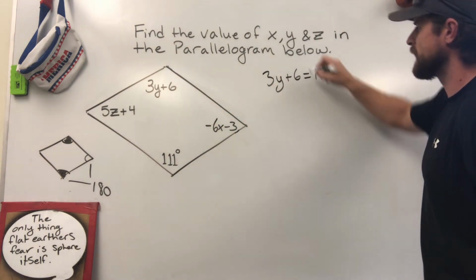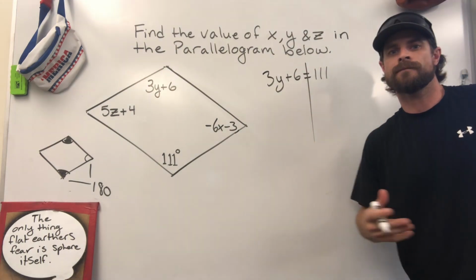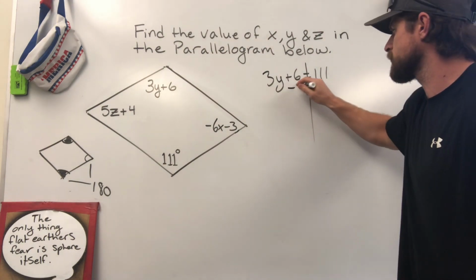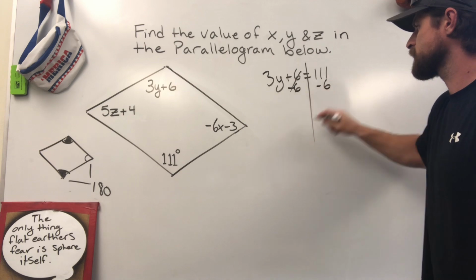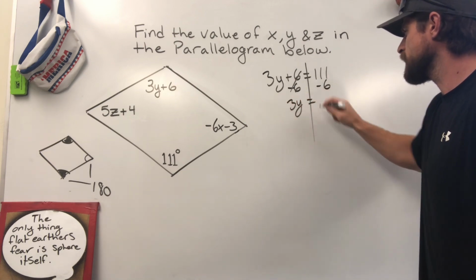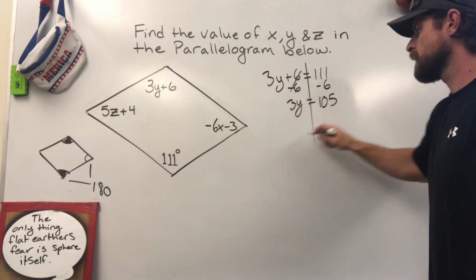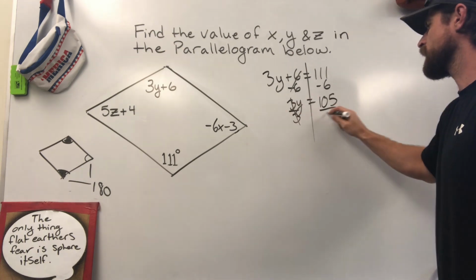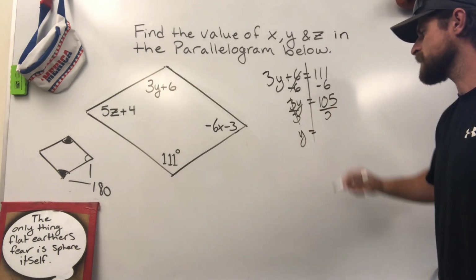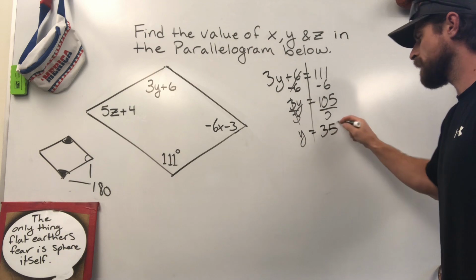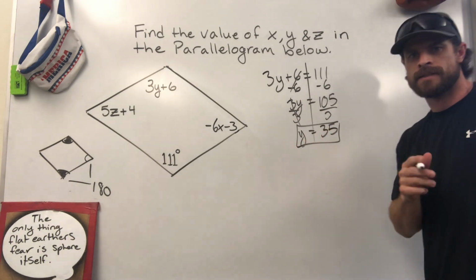Write it out, and now you can solve it algebraically using inverse operations. We're going to take away 6. Cancels, take away 6, leave me with 3y equals 105. You're going to divide that by 3, divide by 3, y is equal to 35. Let's box it, let's save it.